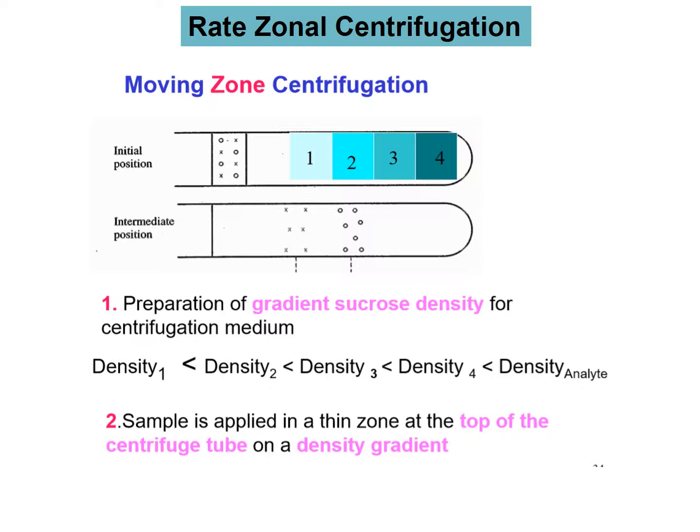Rate zonal is also given the name moving zone. Part of biology is to have multiple names for one kind of process to trick students. No, that's not it. Just different companies and individuals give different monikers to a process and it gets stuck in the literature. So in this cartoon, we have an initial position. Here's your sample with organelles and material. And then there are, say, four slices. And they're trying to show you, see how the colors get darker? That reflects density layers, light to heavy density.